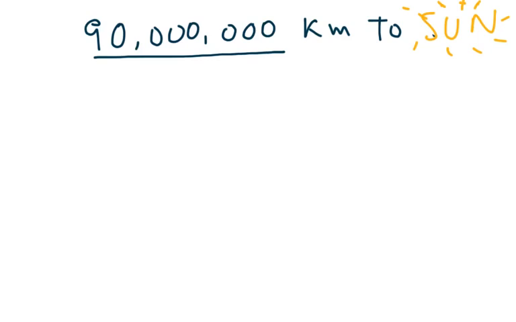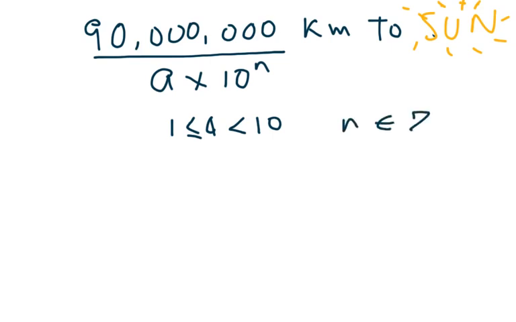So the way it's written in scientific form, it's written as A times 10 to the power of n, where A is greater than or equal to 1 and less than 10. And n is an element of the integers, Z. So in other words, 0, 1, 2, 3, 4, 5, 6, 7, 8, 9, and minus numbers as well.